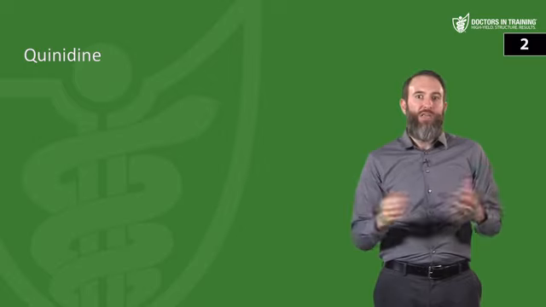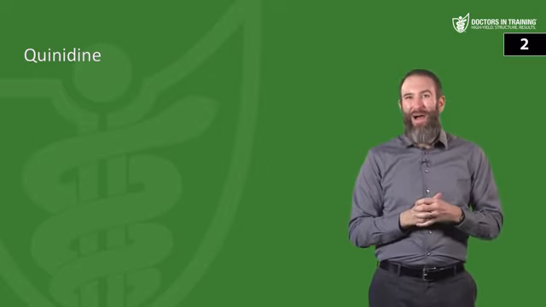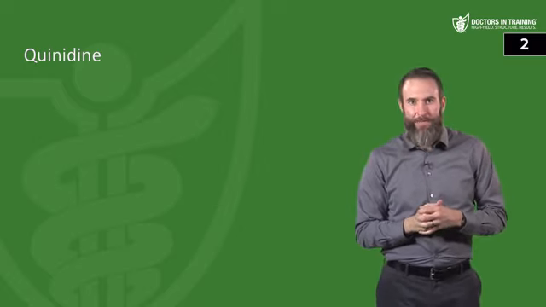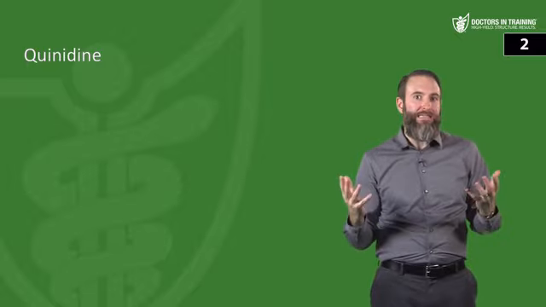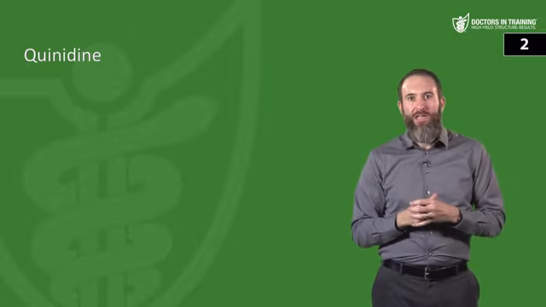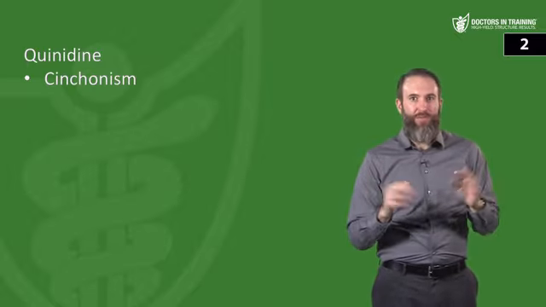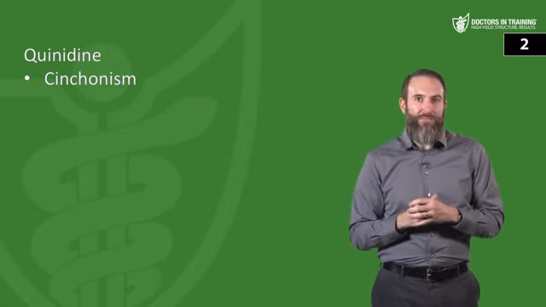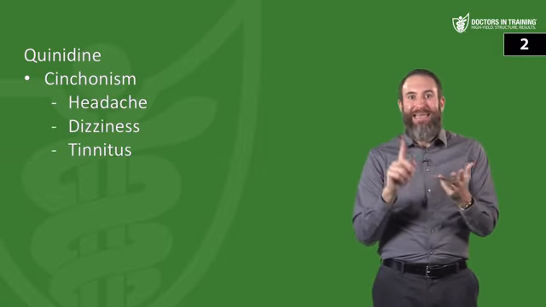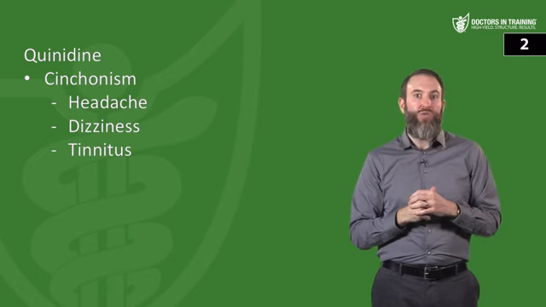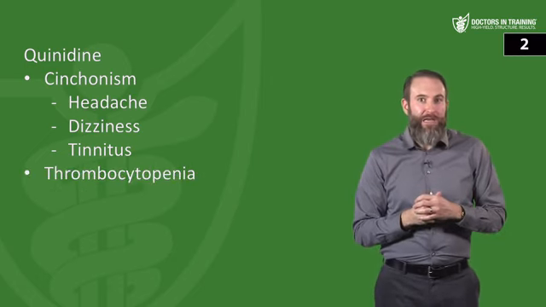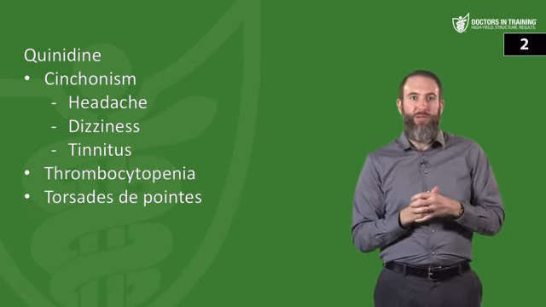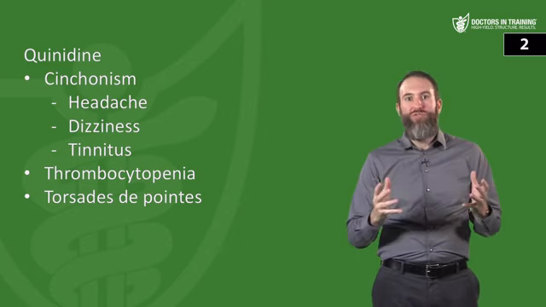Next we have quinidine. Don't confuse quinidine with quinine. Remember that quinine is an anti-malarial drug. Quinidine is the antiarrhythmic. Now quinidine can cause cinchonism. That's the important thing to remember on this one. What is cinchonism? So it's headache, dizziness, and tinnitus. Quinidine can also cause thrombocytopenia, and it can also cause torsades de pointes due to increased QT interval.